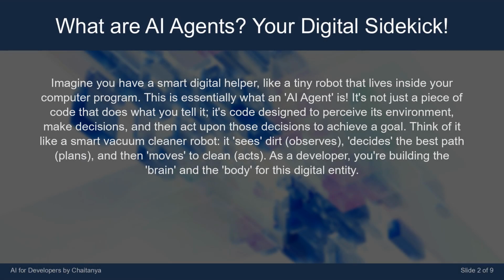Imagine you have a smart digital helper, like a tiny robot that lives inside your computer program. This is essentially what an AI agent is. It's not just a piece of code that does what you tell it. It's code designed to perceive its environment, make decisions, and then act upon those decisions to achieve a goal. Think of it like a smart vacuum cleaner robot. It sees dirt (observes), decides the best path (plans), and then moves to clean (acts). As a developer, you're building the brain and the body for this digital entity.